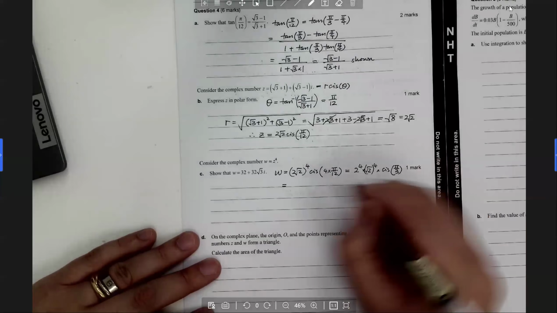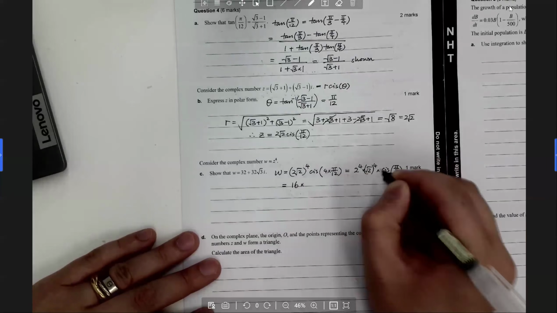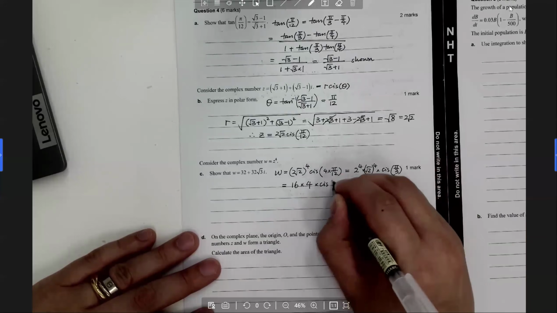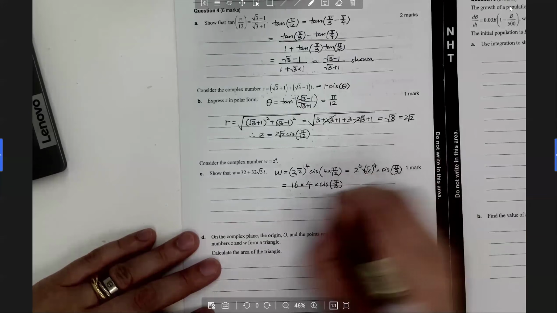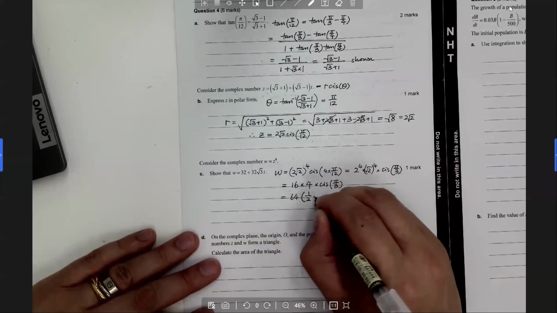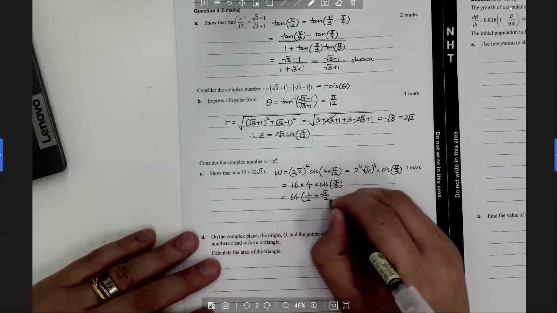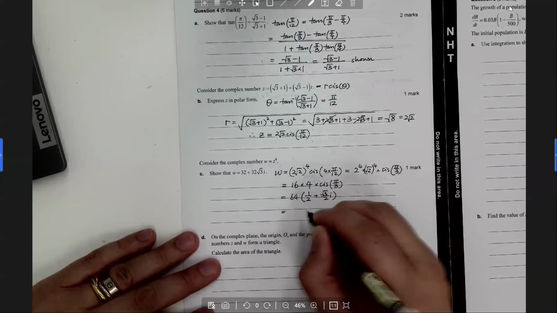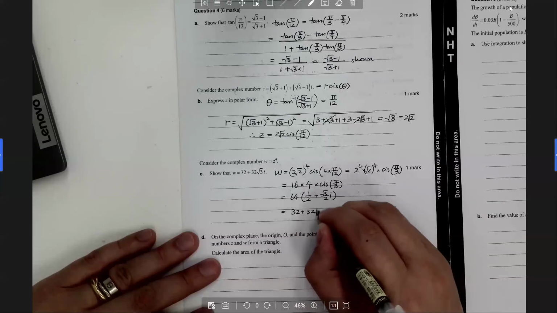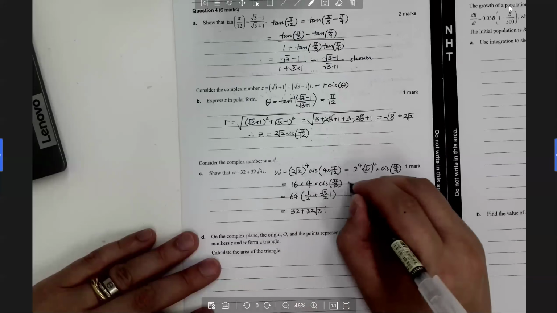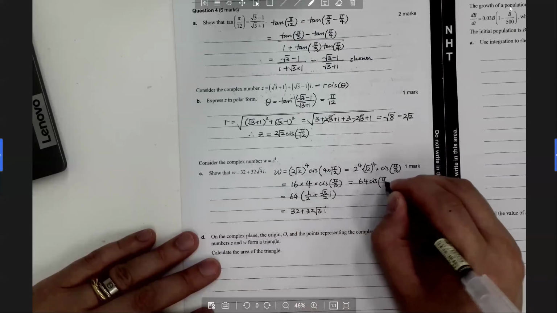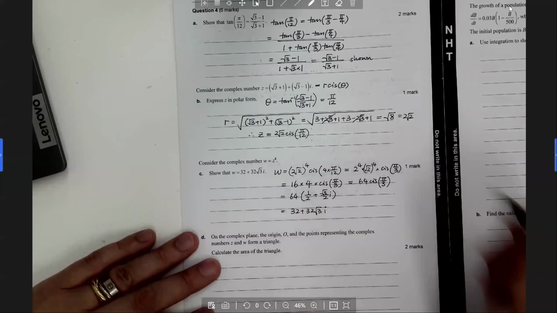And then 2 to the power 4 is 16, and root 2 to the power 4 is 4, so 16 times 4 times cis pi over 3. And this is 64, and cis pi over 3 is a half plus root 3 on 2 i. Therefore, you would get 32 plus 32 root 3 i. By the way, the polar form of this complex number w is 64 cis pi over 3, okay?